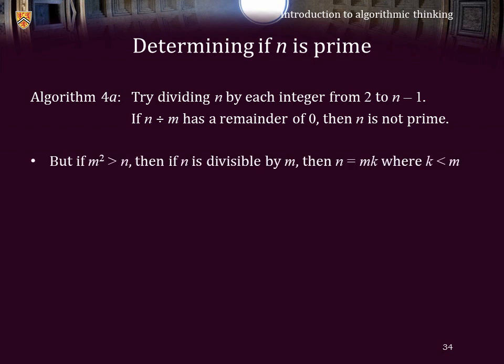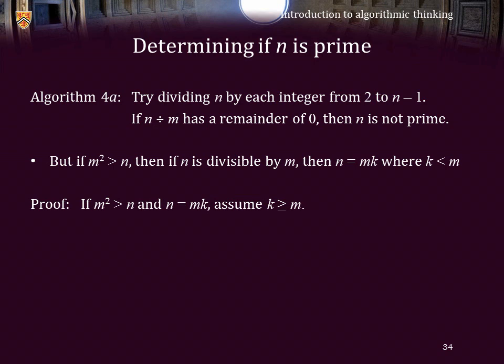But wait a second. If m squared is greater than n, then if n is divisible by m, then n must be m times k, where k is less than m. So that means that if m squared is greater than n, then if n is actually m times some other k, then k must be less than m. So n must also be divisible by k. Now the proof is quite straightforward.